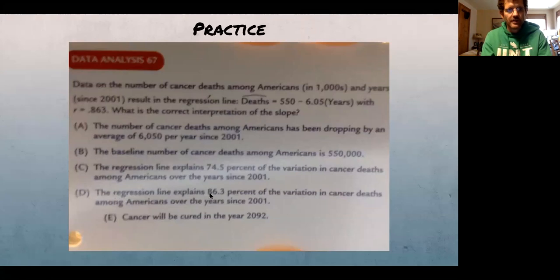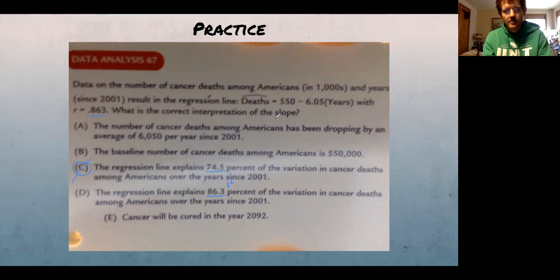The regression line explains 86.3% of the variation in cancer deaths among Americans over the years since 2001. So this is talking about R squared, and they're not asking us to interpret that. But this isn't even our R squared. This is our correlation, so you'd have to square that. So then maybe if that's where you were going, you square it, you get your 74.5%. Again, this is actually a correct thing to say, but it's a correct thing to say about R squared, your coefficient of determination.